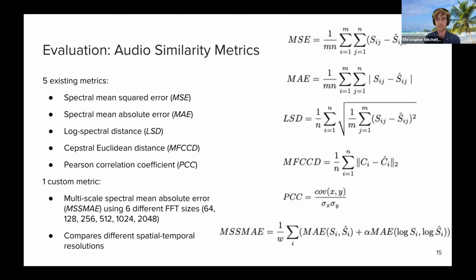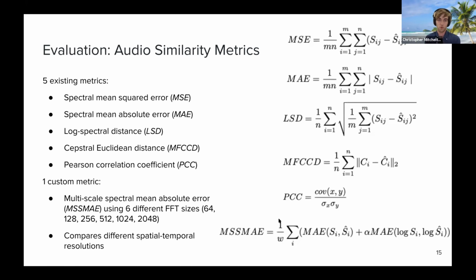5 of them are quite standard and are used a lot in this area. And they're just the mean squared error and mean absolute error of the spectrograms of the resulting sound and the target sound. We also use log spectral distance, which is a common metric, and also the Euclidean distance of the Cepstral coefficients. And we also use the Pearson correlation coefficient to look at the similarity of 2 sounds.